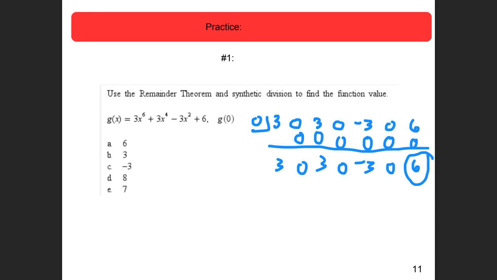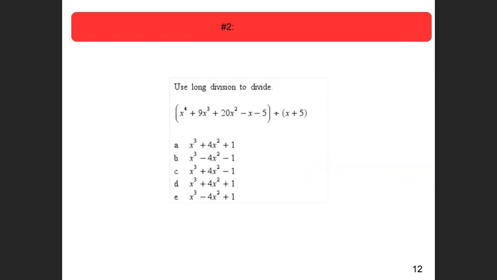But if you're plugging in a 0, anytime you have that, it's going to be 0, 0, 0. So it's just going to be +6. So my answer is letter A. I would not have used synthetic division on this one. Way too complicated. Use long division to divide.